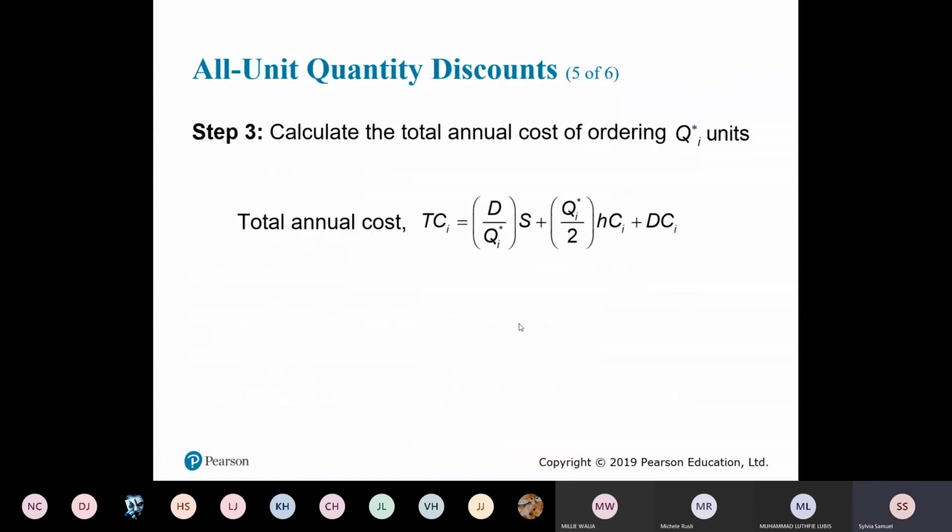And then the total cost will be the same: demand divided by quantity times S, that's the ordering cost, remember? And then quantity divided by 2 times the holding cost, plus demand times cost. This one is the total annual cost.